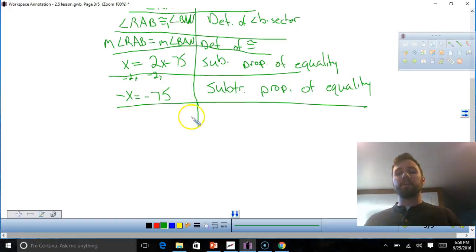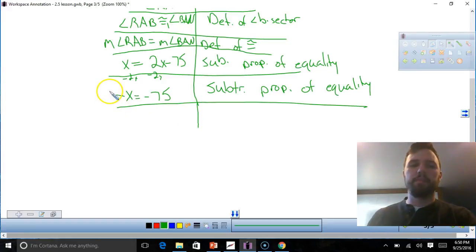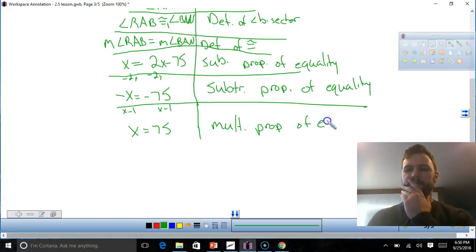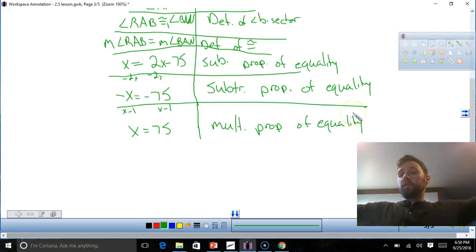Now I have a negative in front, so what do I do? I can multiply everything by negative 1. I get x equals 75, because I multiply both sides by negative 1. That's my multiplication property of equality. Done! First proof! Woo! Exciting.